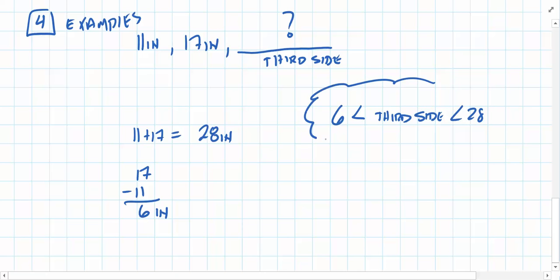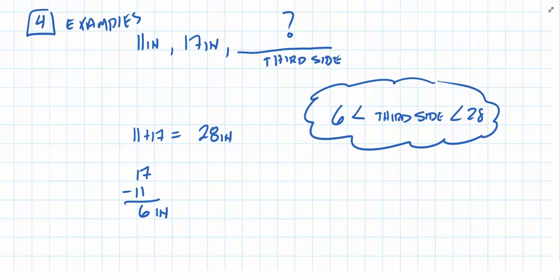Would that be the answer then? Yeah, it can be anywhere between 6 and 28. Notice that it cannot be 6, and notice that it cannot be 28. How come? Because they don't have an equal sign there. If it was exactly 6, I get a straight line. If it was exactly 28, I get a straight line. So it needs to be somewhere between.